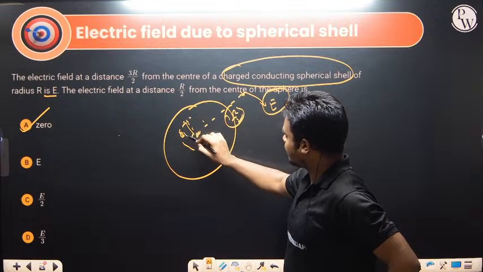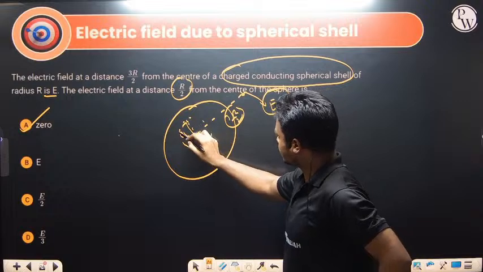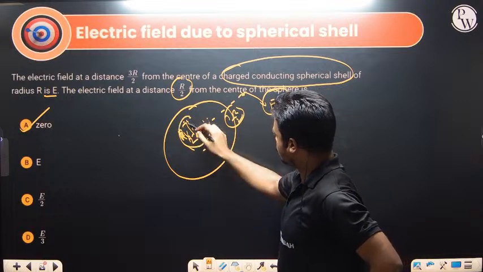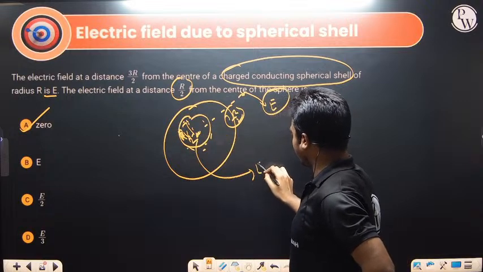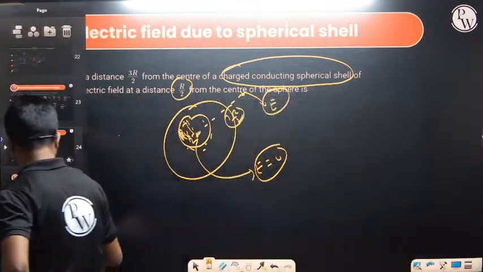In the second case, the electric field at distance r by 2 from the center of the shell. This one is inside only. So what is the electric field inside? It will be 0. Electric field inside will be 0.